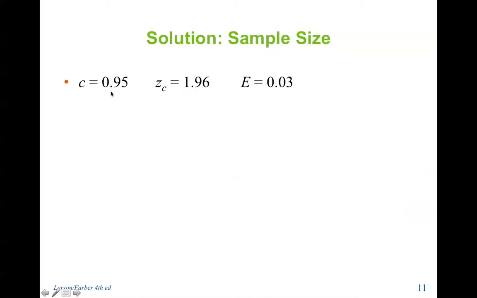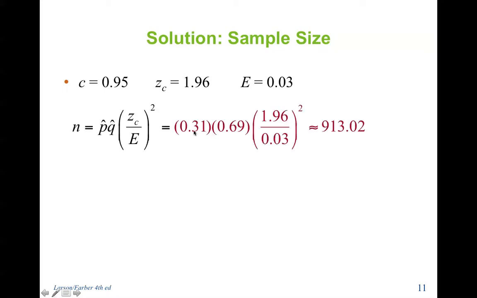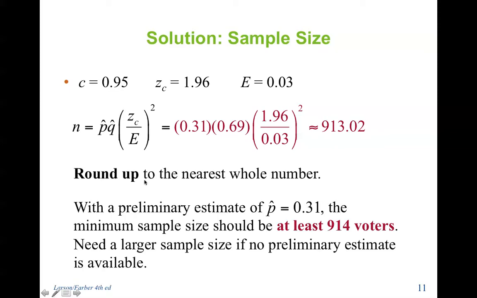Now we have our important information. The confidence level is 0.95, z-score 1.96 because we wanted 95%, and the margin of error equals 0.03. Now we're going to take N and equal it to P hat times Q hat, whole thing times the z-score divided by the error, squared. That gives us 913.02.